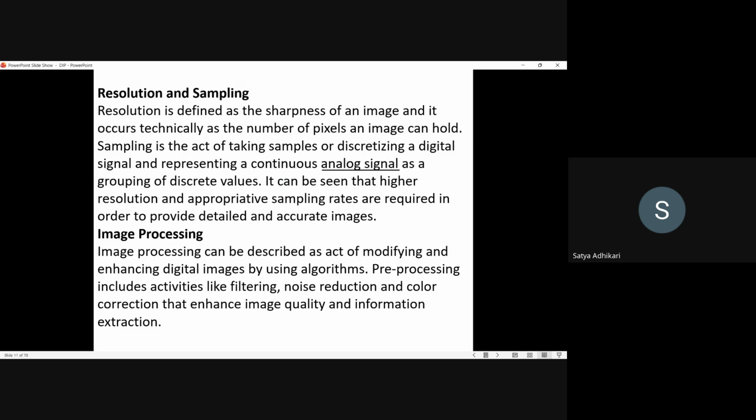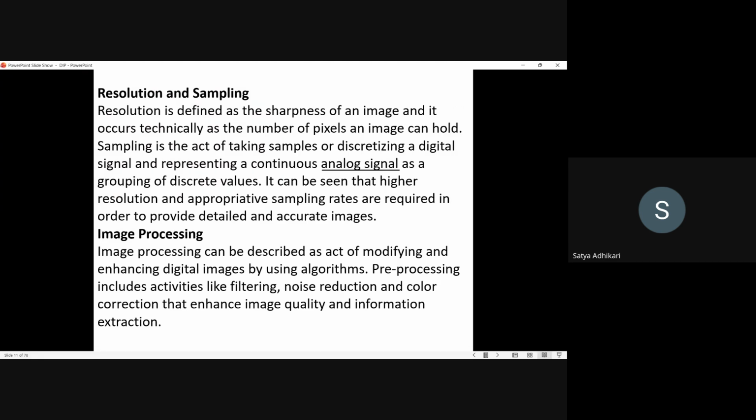Sampling is the act of taking samples, or discretizing the signal, representing a continuous analog signal as a grouping of discrete values. It can be seen that high resolution and appropriate sampling rates are required in order to provide a detailed and accurate image. So high resolution is required, and a good sampling rate is also required to produce a good quality image.